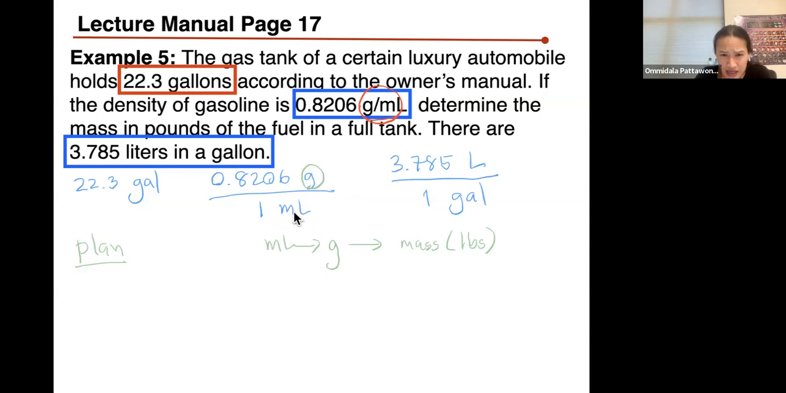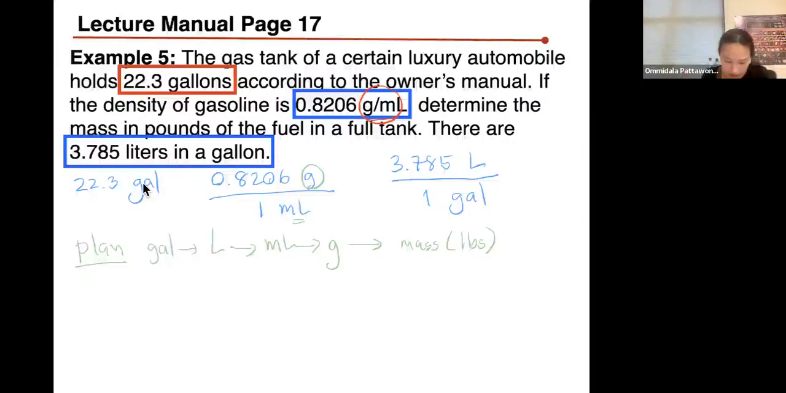Milliliter seems to be similar to liter here, right? So the only difference would be the prefix. The base units are the same. So that means I can go to liter. This liter is going to connect to gallon. Perfect, because the other number that we have here is gallon also. So in this case, I'm going to start with gallon.